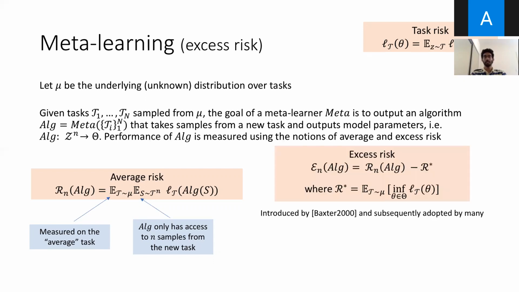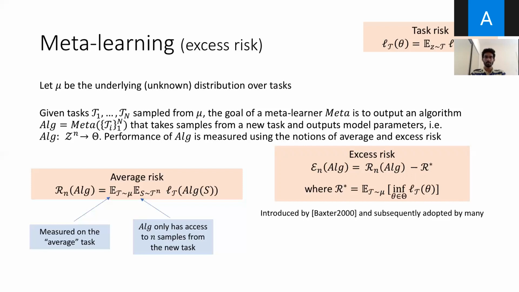And using this, we can define the excess risk, which is we just subtract away from the average risk this quantity R star, which is the best possible performance you can get from this class big theta. So you just subtract away the expected best possible loss that this class can achieve on that particular task. And this framework was introduced by Jonathan Baxter in this seminal work on the model for inductive bias, and has been subsequently adopted by many recent works.